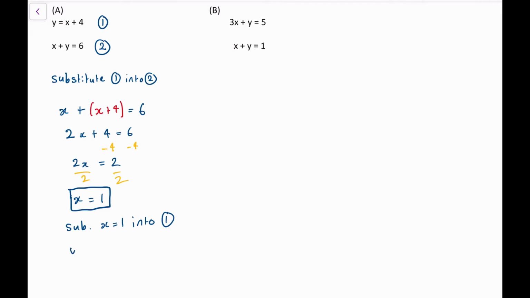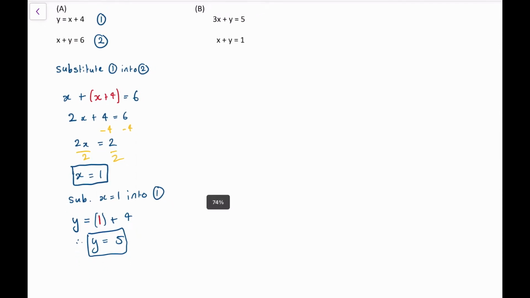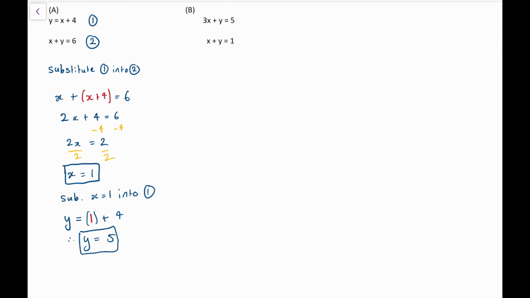So now I have y is equal to, and instead of writing x, I'll write 1, plus 4. I should have brackets there. So therefore, y is equal to 5. Now, I'm almost done. I need to make sure that I write it as a pair of coordinates because this is a point on the Cartesian plane. So, therefore, the point of intersection is (1, 5).